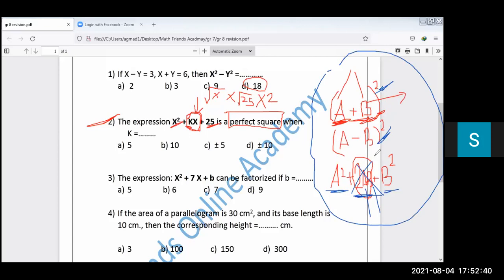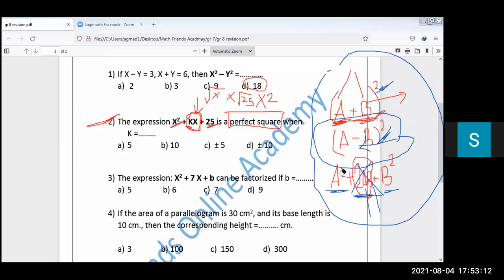Okay, don't confuse this with the difference between two squares: A power of 2 minus B power of 2. This is not like this. Here we have brackets, all of it power of 2. This is called the perfect square. But here, this is a square and this is another square, which means the difference between two squares. Don't confuse between them. Okay, now if I have a perfect square, as a rule, you should know it.